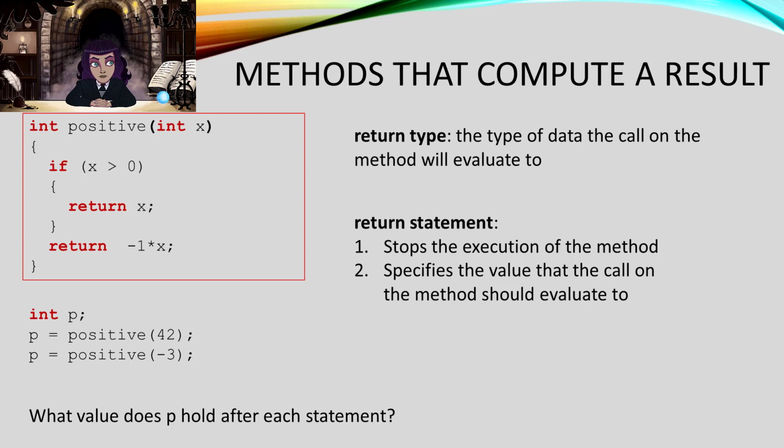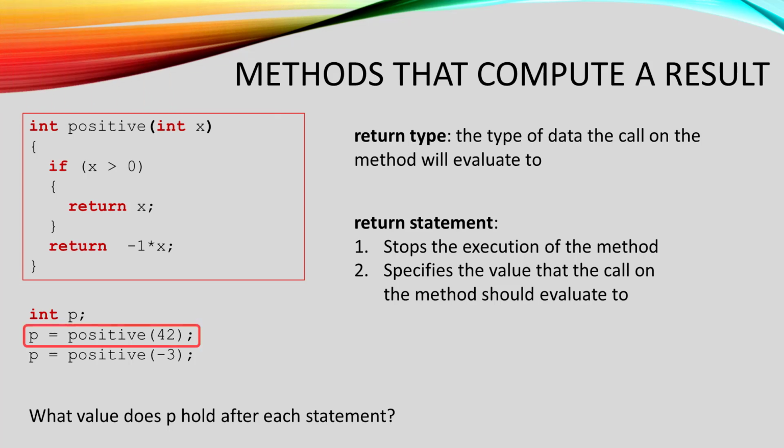Be the machine. When this assignment statement runs, the JVM will evaluate the right-hand side. That will make it call our method, passing a 42 into x. The if condition will be true, so it will execute return x, which is holding 42. That will cause the method to terminate, and the call on the method will evaluate to 42, and that will be stored into P.